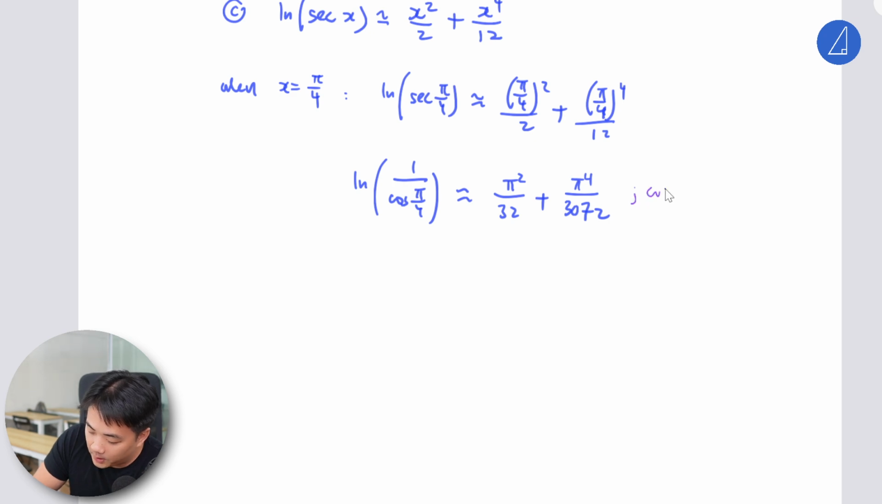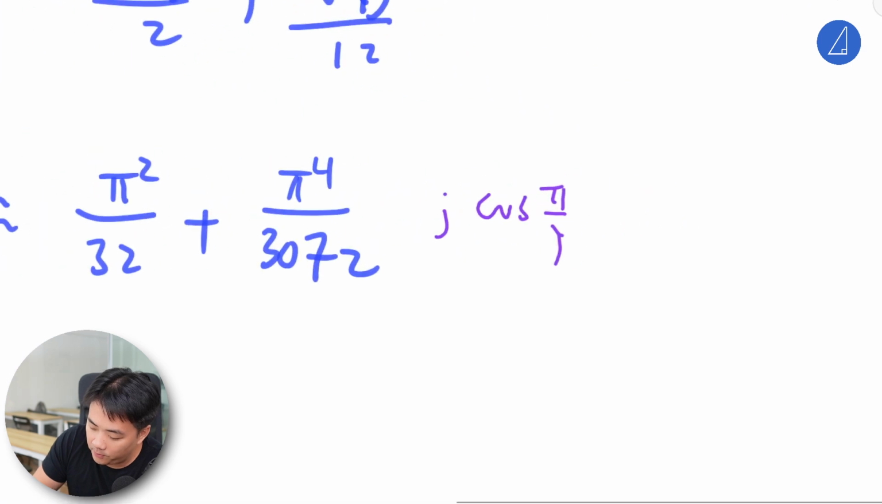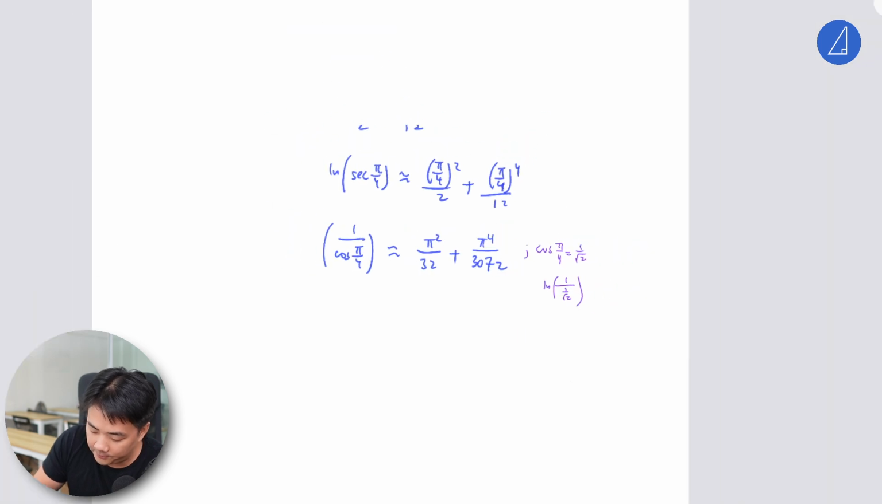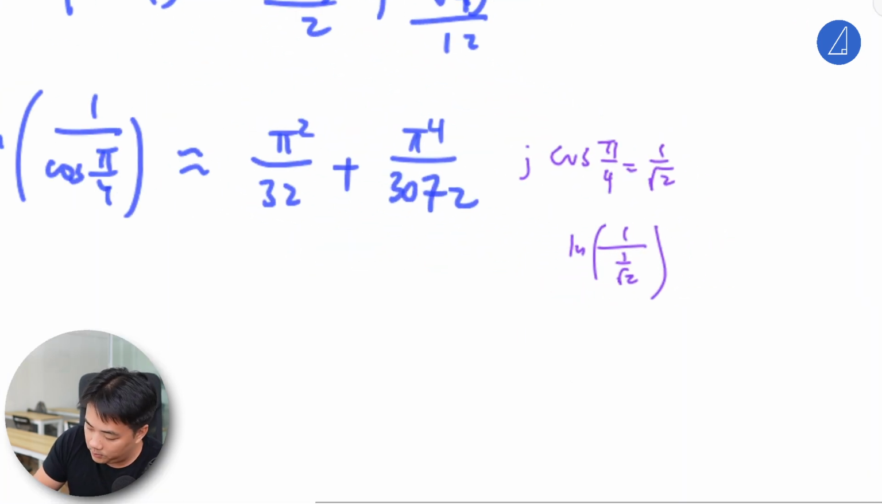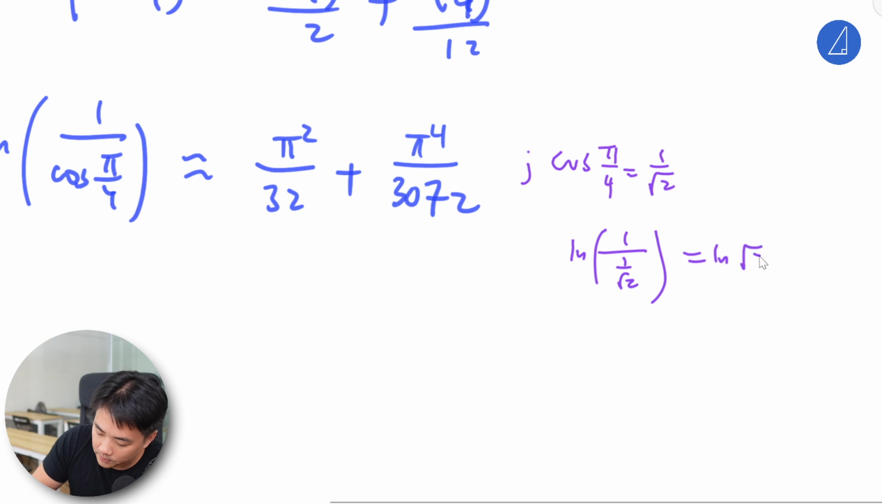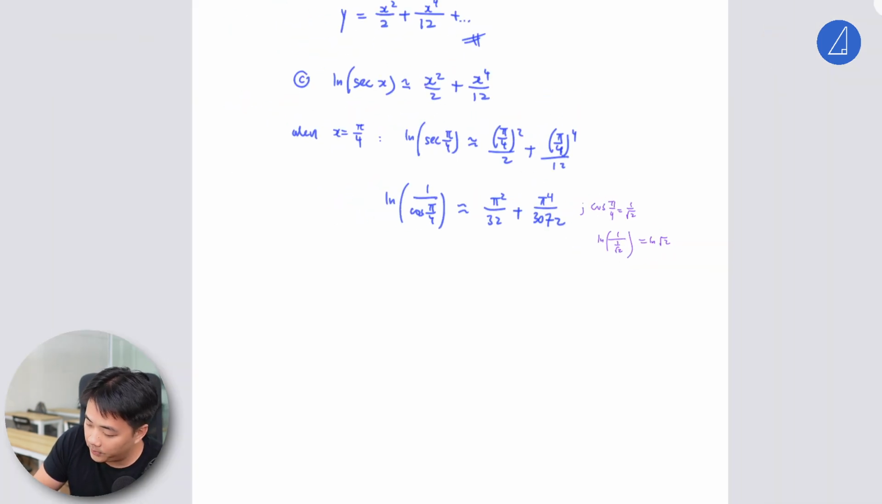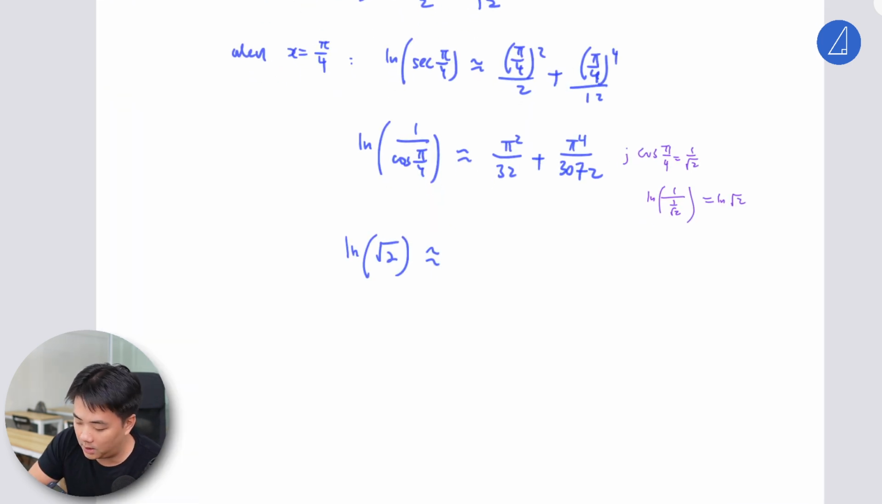Now cosine pi over 4 is nothing more than 1 over root 2. So essentially if you ln 1 over 1 over root 2, which is what we have here, this will be just ln root 2. Okay, so I'm going to just write that down. Then this is ln root 2, roughly equals to pi squared over 32 plus pi to the power 4 over 3072. Oh, we can just leave it, because we can't add them up.